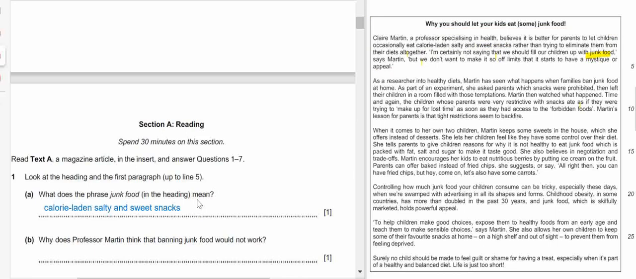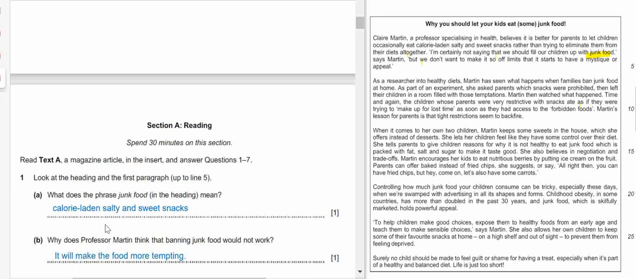Let's go to 1b. Why does Professor Martin think that banning junk food would not work? 10 seconds from now. 10, 9, 8, 7, 6, 5, 4, 3, 2, 1. Let's open up the answer. This is an example of a correct answer: it will make the food more tempting.